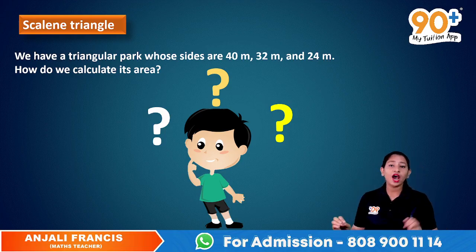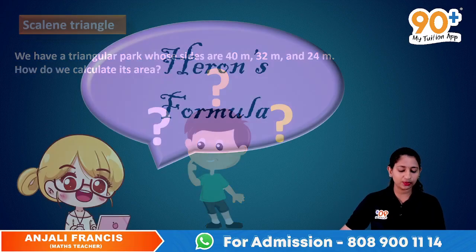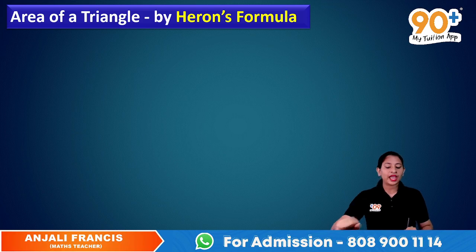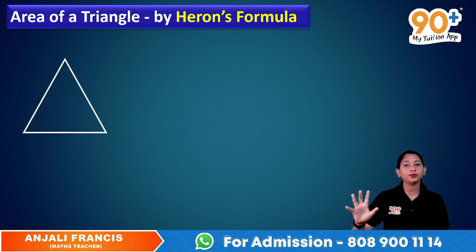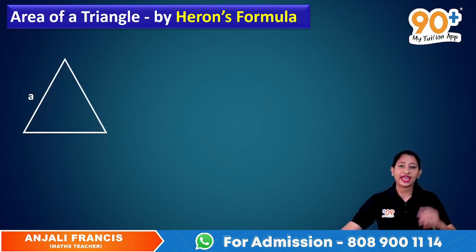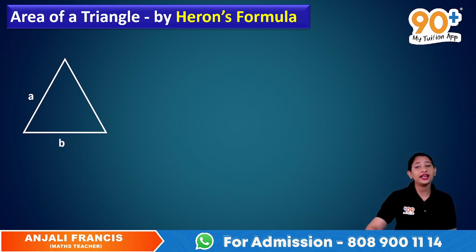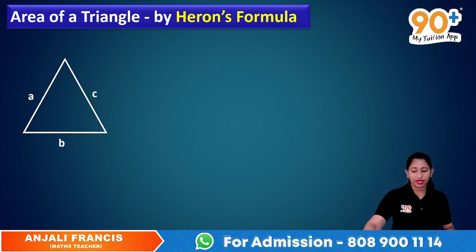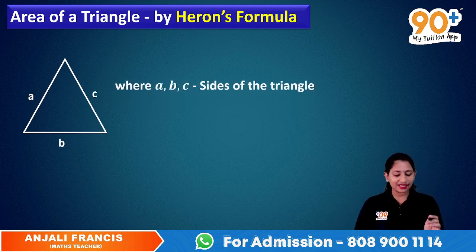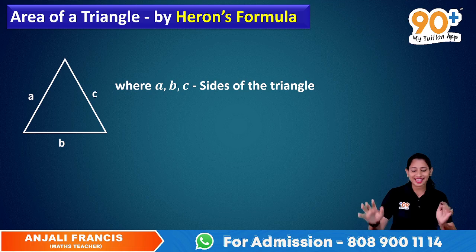Here we have a triangular path whose sides are 40 meter, 32 meter and 24 meter. How do we calculate its area? This is where we use Heron's formula. This is the triangle with sides a, b and c. എന്താണ് നമ്മുടെ സൈഡ്സിന്റെ ലെങ്ത് മെഷർമെന്റ്സ്, എന്താണ് a, b and c. In this triangle ABC, a, b and c are the sides of the triangle.